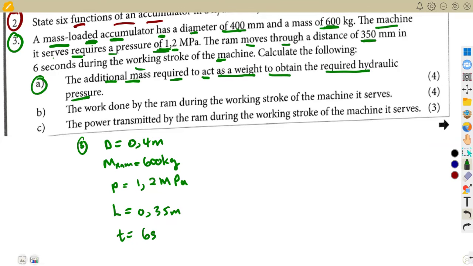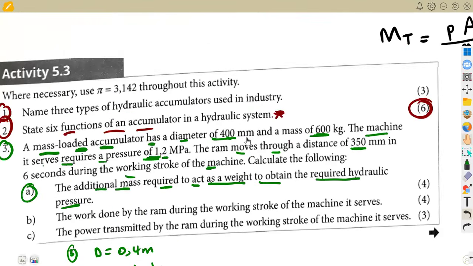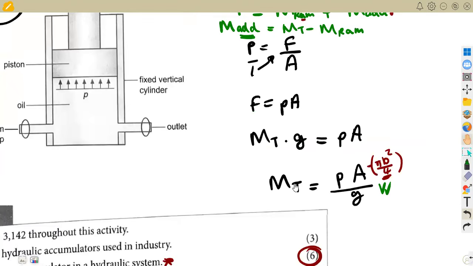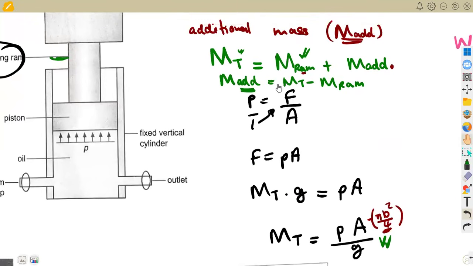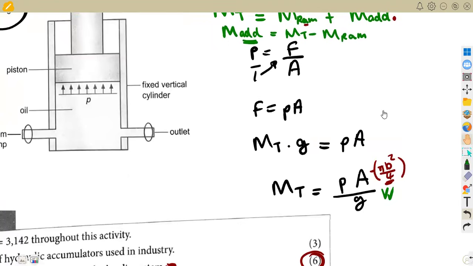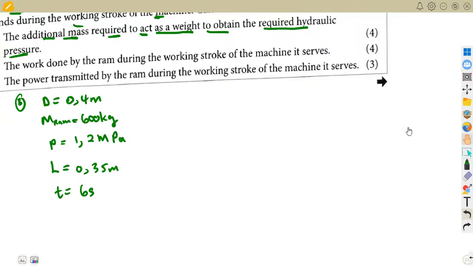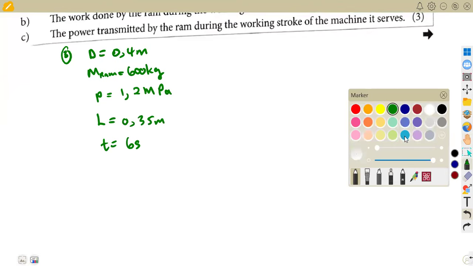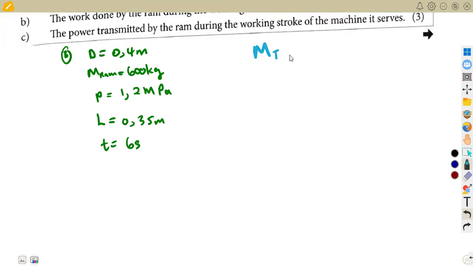So this is the one that I was talking about here, to say the additional mass can be taken if we calculate first the total mass. I'm not going to talk about how to manipulate this, because we have already manipulated our formula. It is the same thing. So I'm going to start from this part where we have got the total mass already. Remember, the formula for the total mass after manipulating is the pressure times the area over the gravitational acceleration, where the area is simply pi d squared over 4.